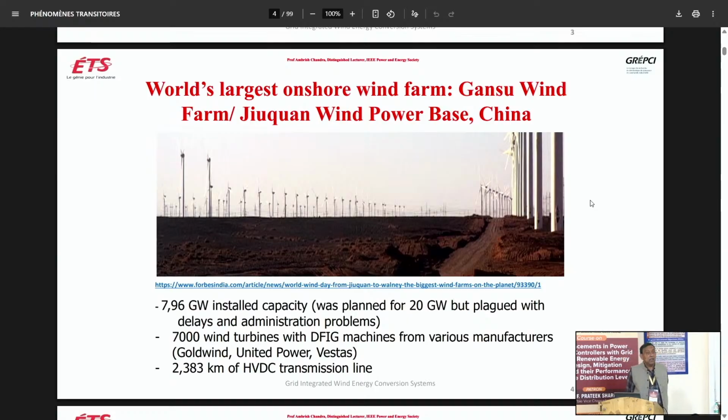Initially, around 10 years ago, I heard about it, and they were saying that it will be 20 gigawatt. But now we don't know how many. So I found out that it's presently around 8 gigawatt or so. And there are some problems. So I was in China for 2-3 weeks, visiting and discussing with some researchers.